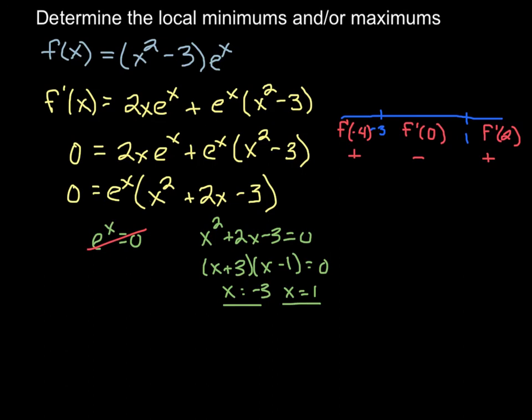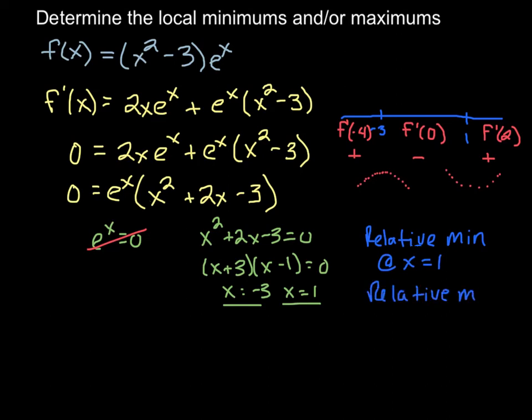So if we go from positive to negative, that means our function's going up, then it's going down. Then if we go negative to positive, it means we're going from down to up. So that means we have, let me change my color, we have a relative min at x equals 1. And a relative max at x equals negative 3.